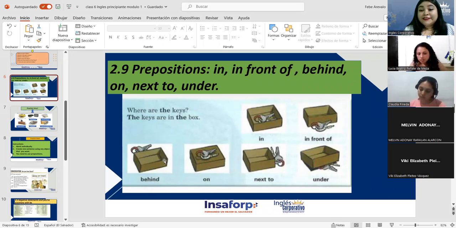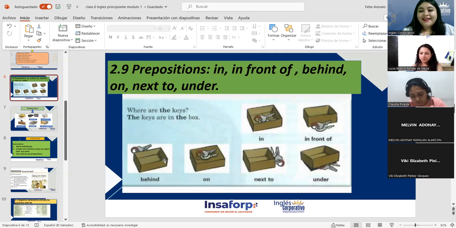Melvin, where are the keys? The keys are in the box, the bank box. Repeat after the box. The keys are? The keys are? Behind. Behind the box. Thank you. Vicky, where are the keys? The keys are on the box.